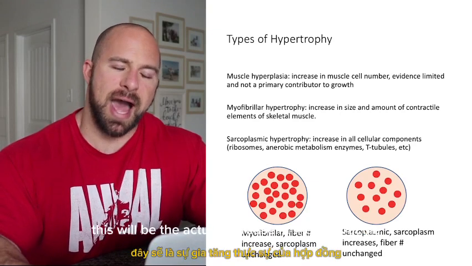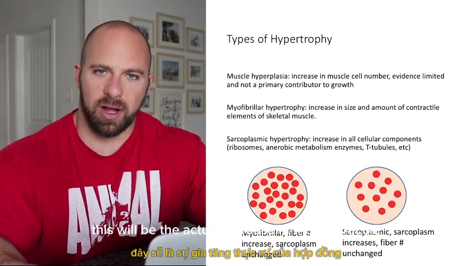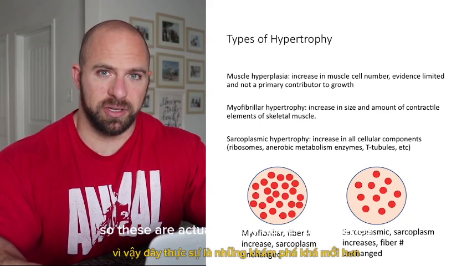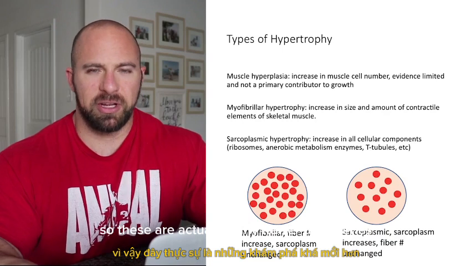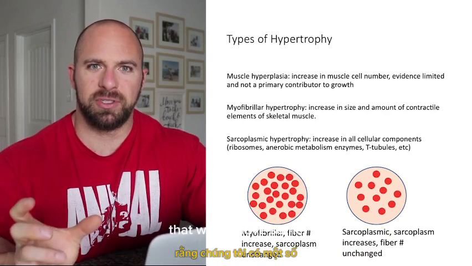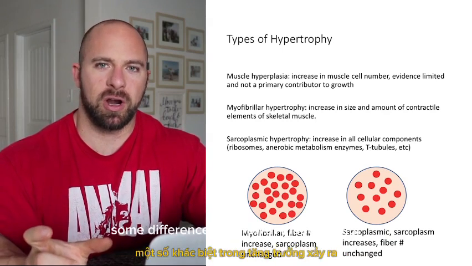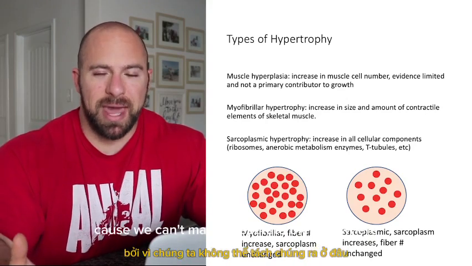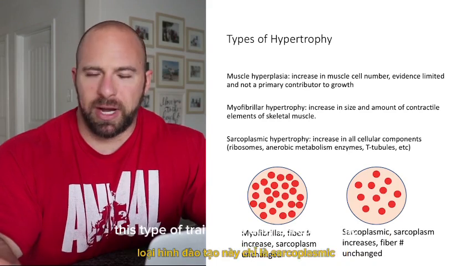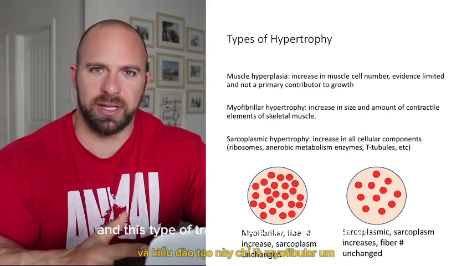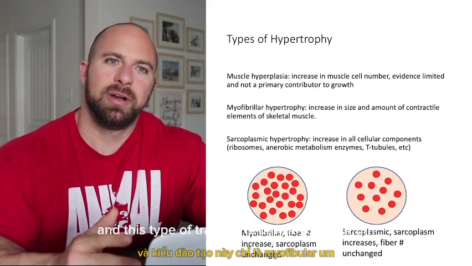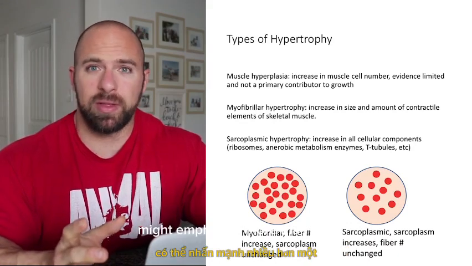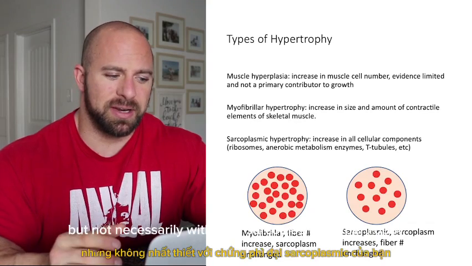But myofibrillar hypertrophy is our main way to increase size and the amount of contractile elements in a skeletal muscle. So this will be the actual increase in the contractile components of the muscle. Then we also have sarcoplasmic hypertrophy. These are actually fairly newer discoveries, that we do have some differences in growth that occur. How these apply in training, it really might not matter, because we maybe can't separate them to where this type of training is only sarcoplasmic and this type of training is only myofibrillar. There might be some slight ways that we might emphasize one more than the other, but not necessarily.